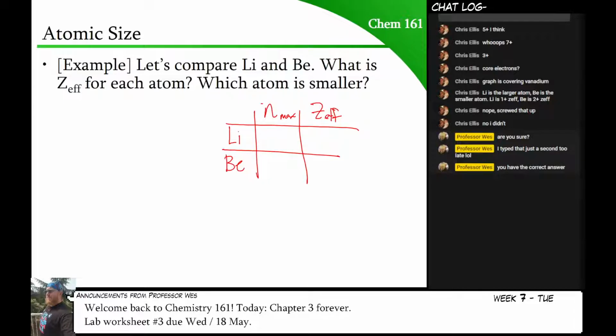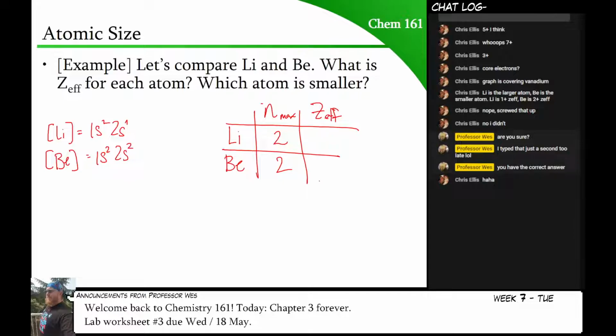So, first, in order to do this, you do have to write out the electron configurations. Although after a while, you can stop doing this because you'll know the answers. Like you know, oh, okay, lithium's in the second row, so this must be true. So, duh. N equals 2.